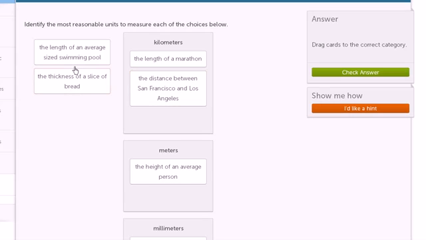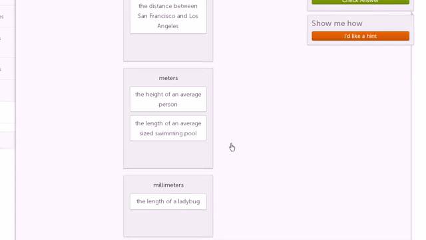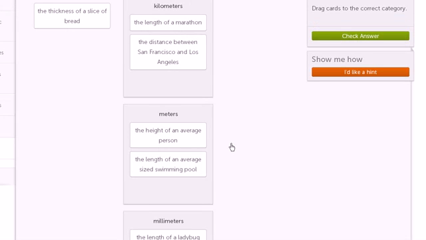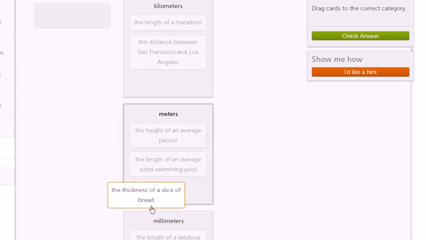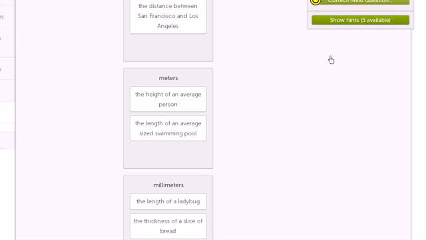The length of an average size swimming pool. Well, meters seems like a reasonable measure there. Your average pool might be 25 meters or 50 meters or something like that. The thickness of a slice of bread. A slice of bread is definitely a lot thinner than a meter. So I'm going to go with millimeters. We check our answer. We got it right.